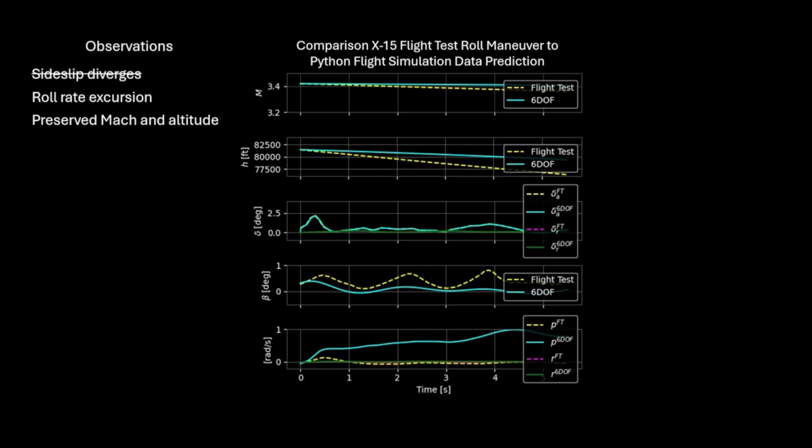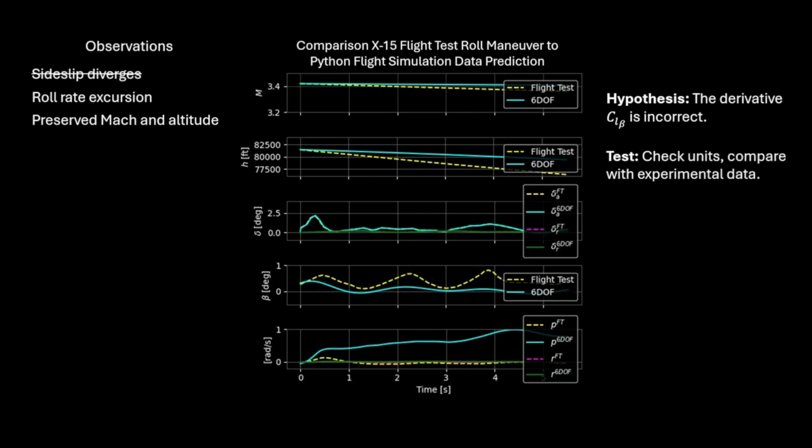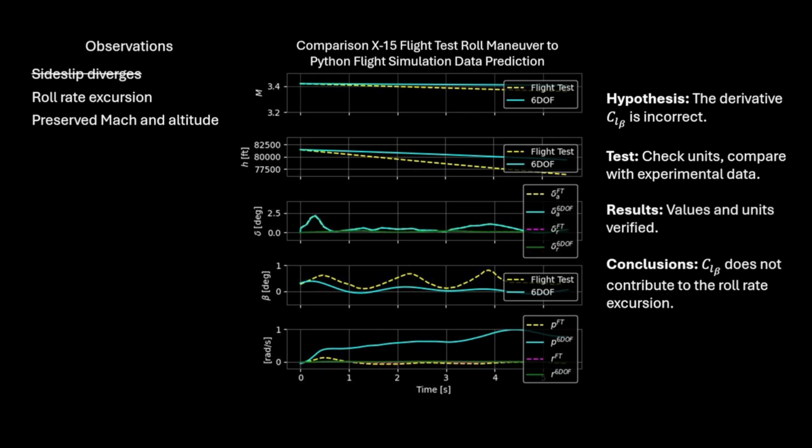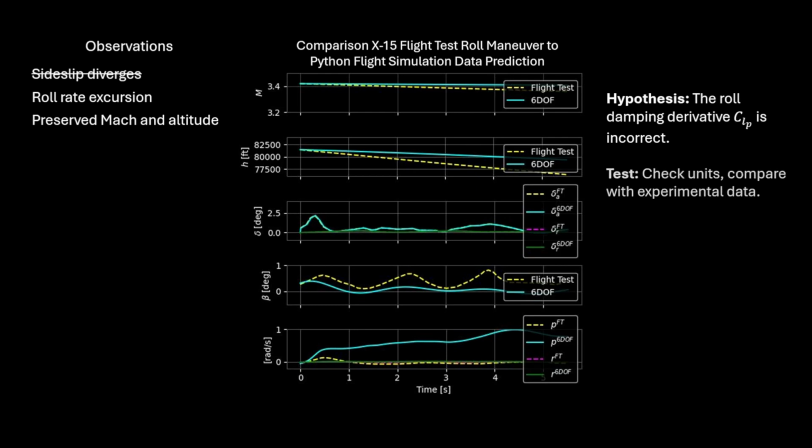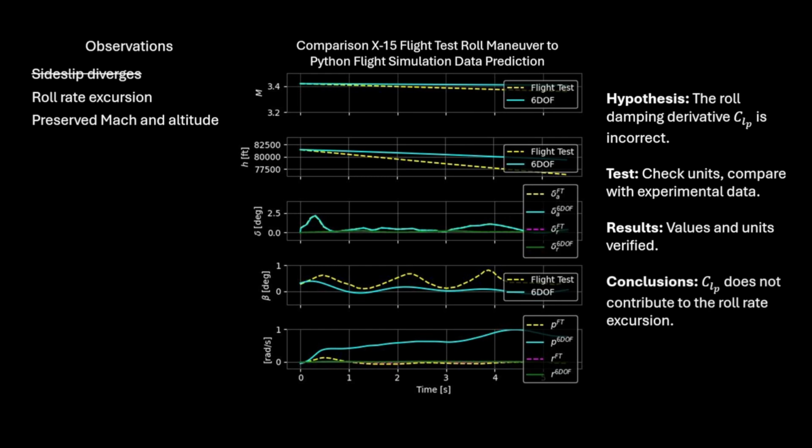One possibility is that CL beta, that is roll moment due to side slip, is incorrect. We checked the units and compared with experimental data and found no issues. Another possibility is that roll moment due to roll rate, CLP, or the roll damping derivative is too small. So we checked units and compared with experimental data very carefully, but we found no issues. So we concluded that CLP does not contribute to the roll rate excursion.